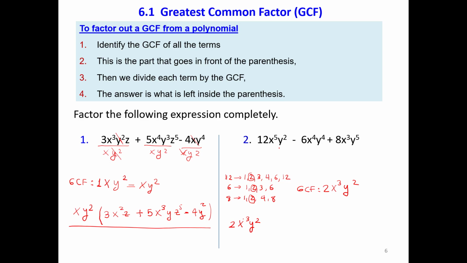Now we need to divide each term by the greatest common factor. 2y to the second, 2x to the third, y to the second. Now, when we divide this, the answer is what is left inside the parentheses. Let me write this parentheses a little closer to them.